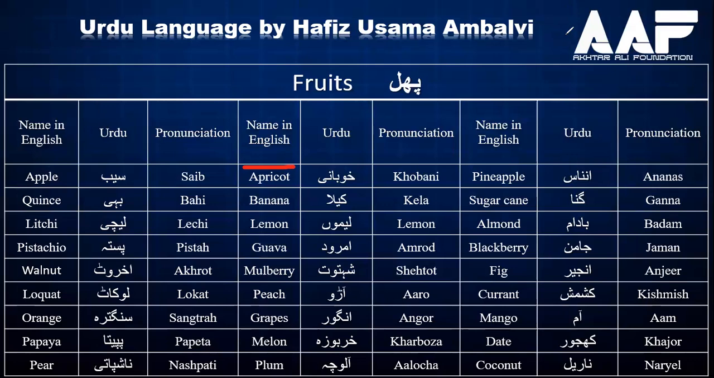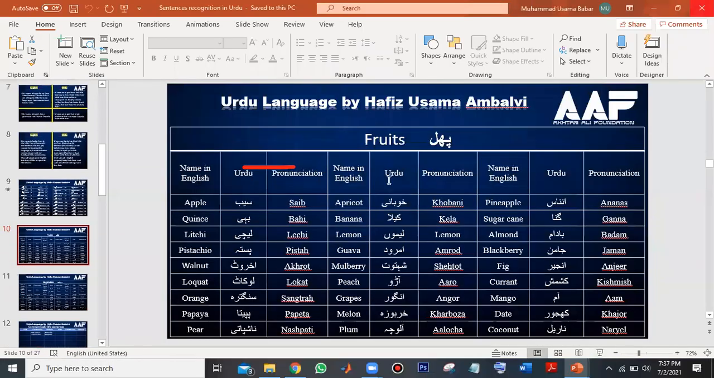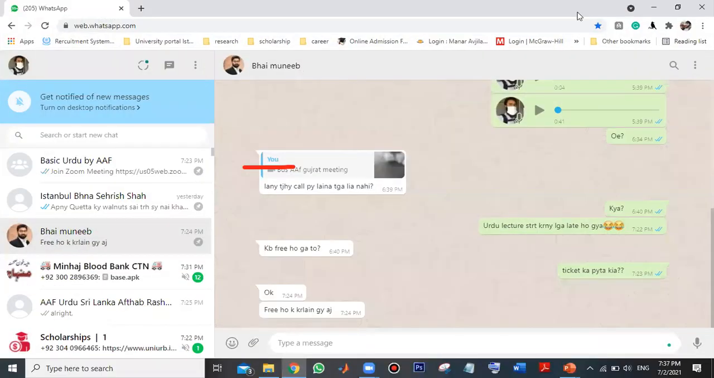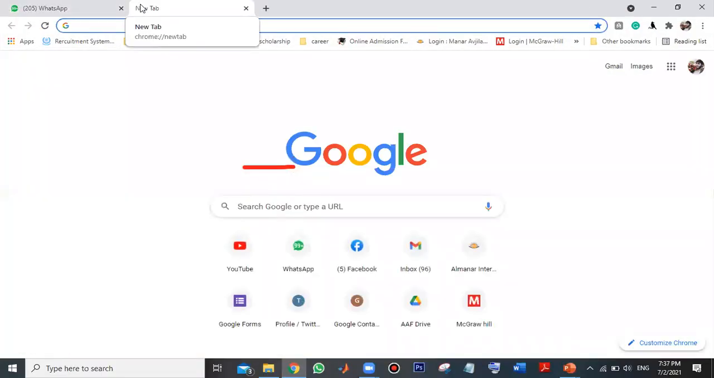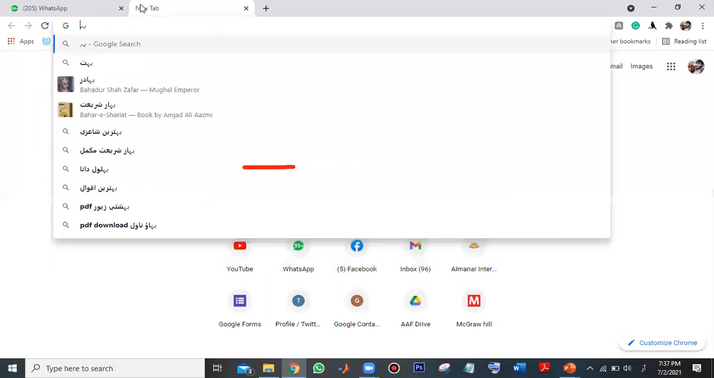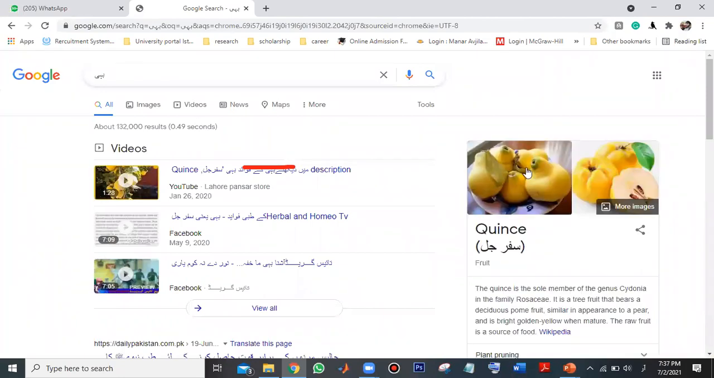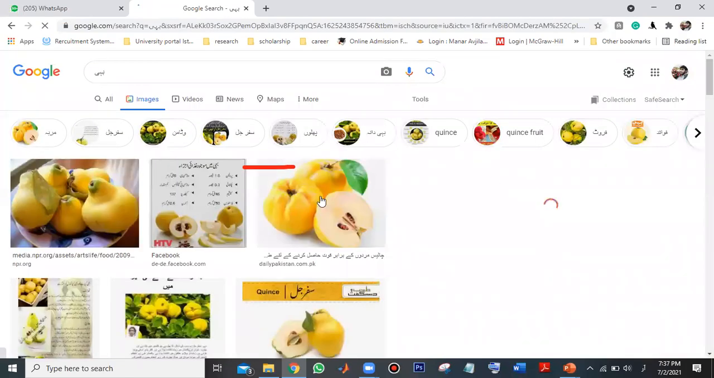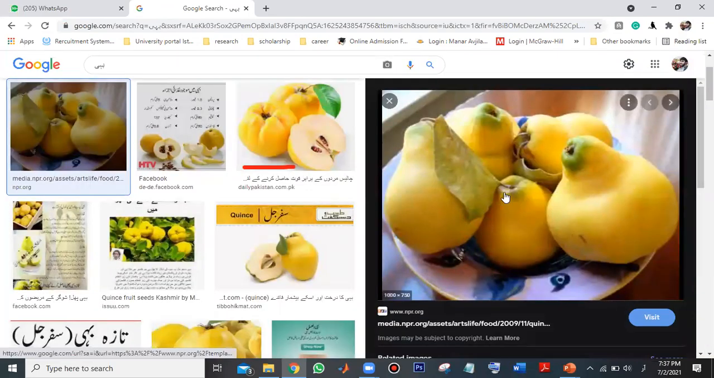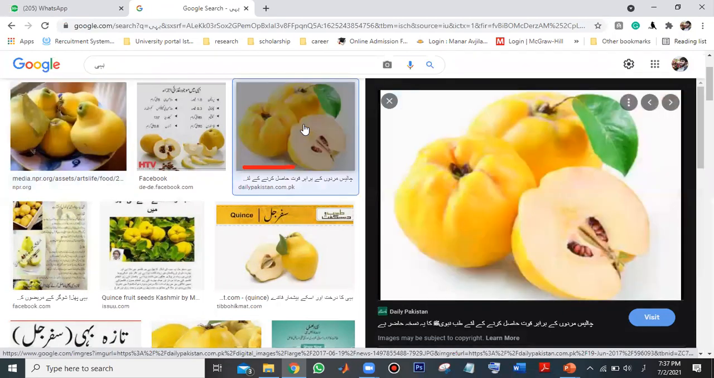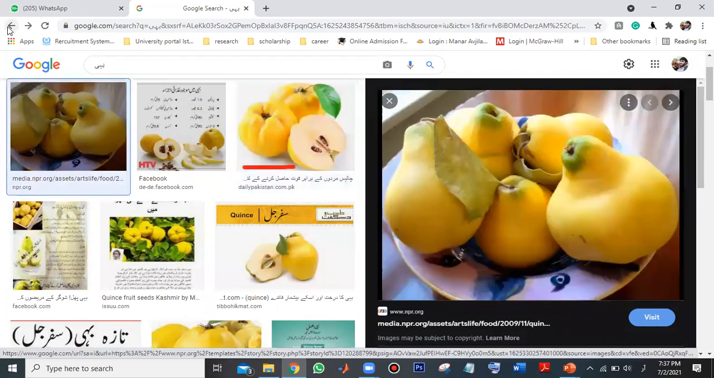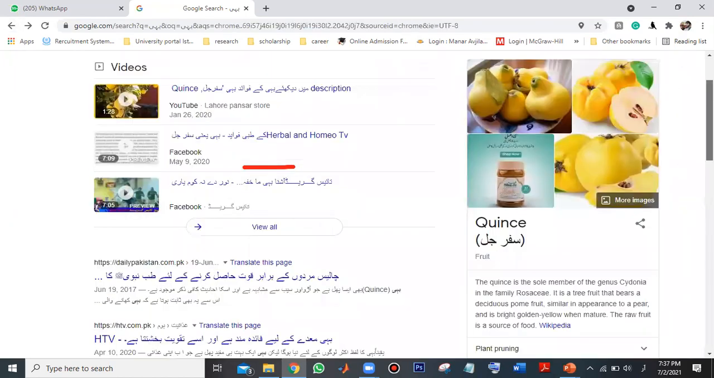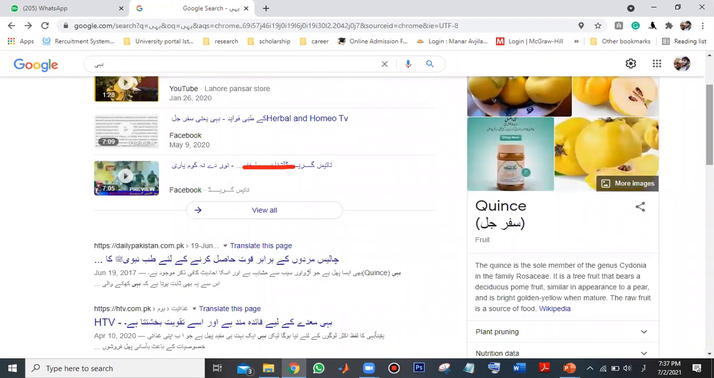Let me show it to you. This one is bahi. It's similar to apple. Yeah. Like a mix between an apple and a pear. The name of it is also suffragel. It is also called suffragel. Actually, they made some kind of murabba.